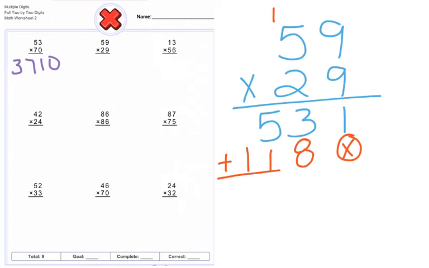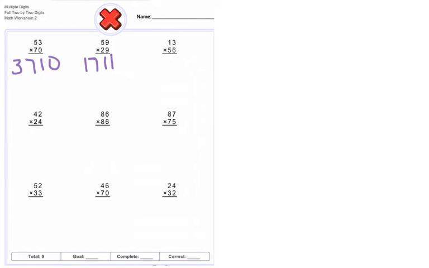And now you can add. 1 plus nothing is 1. 3 plus 8 is 11. Put down your 1, carry your 1. 5 plus 1 is 6, plus 1 more is 7. And 1 plus nothing is 1. You have an answer of 1,711 for number 2. We're going to move down here to number 4, and it's 42 times 24.